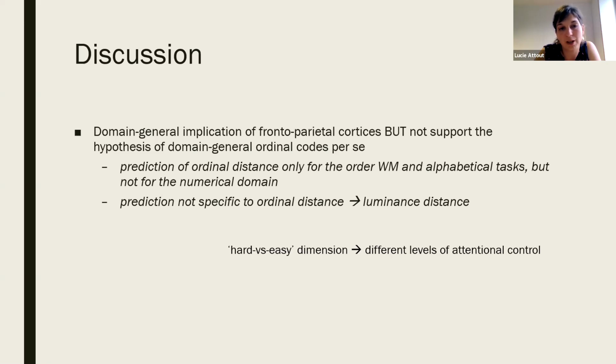First, because the prediction of ordinal distance was only observed for the serial order working memory and alphabetical tasks, but not for the numerical domain. And the prediction wasn't specific to ordinal distance, since luminance distance could also be predicted from ordinal distance in the working memory and alphabetical judgment task. So it seems to be more like a hard versus easy dimension, with different levels of attentional control, rather than an ordinal dimension per se.